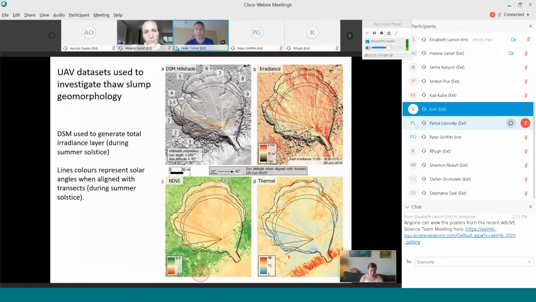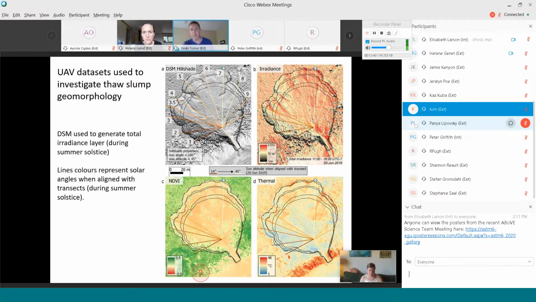Now, I'm trying to get the most out of the UAV data within the slump, and I'm coming up with some pretty interesting data products here that I can use in conjunction with the carbon data to understand the different geomorphological components of the slump and how that affects carbon flux. So we've got 4 different products here.